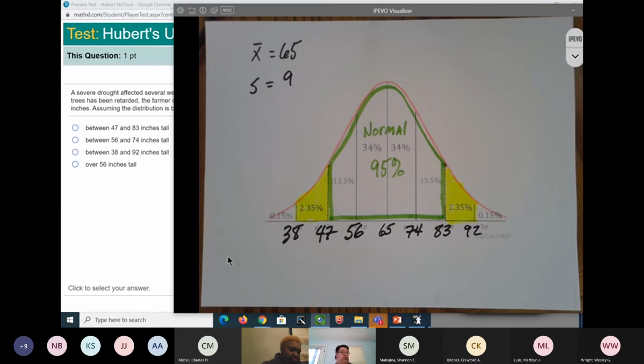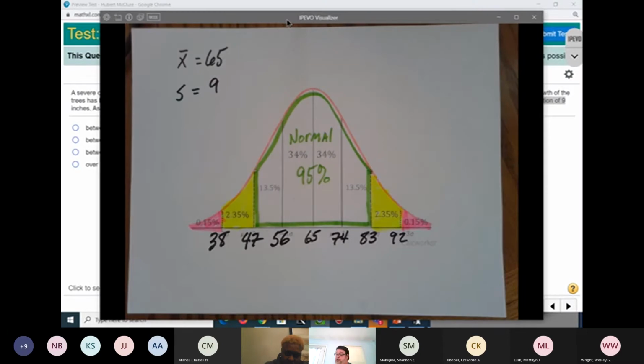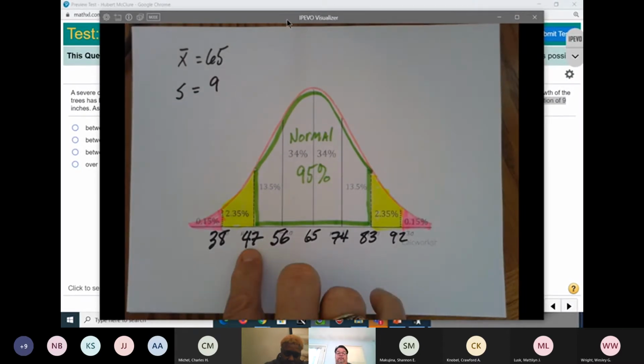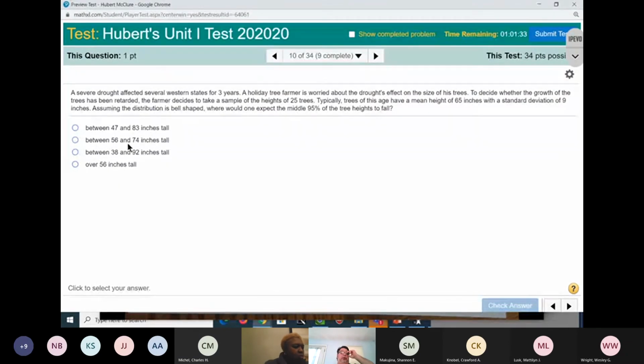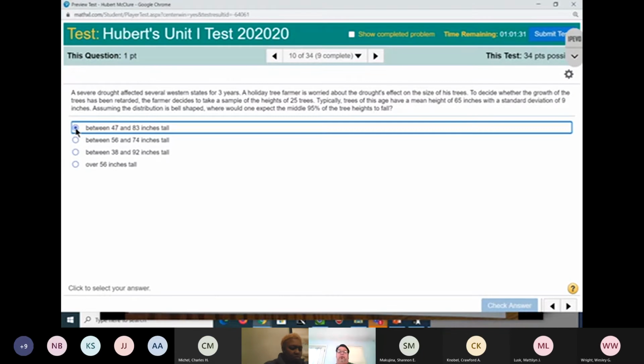Now you just got to go back to the question. What does the question ask? The question says, assuming the distribution is bell-shaped, where would one expect the middle 95% of trees to fall? Well, I've already done the problem for you. Between 47 and what? 83. That's it. 47 to 83. Look there. It's a miracle.